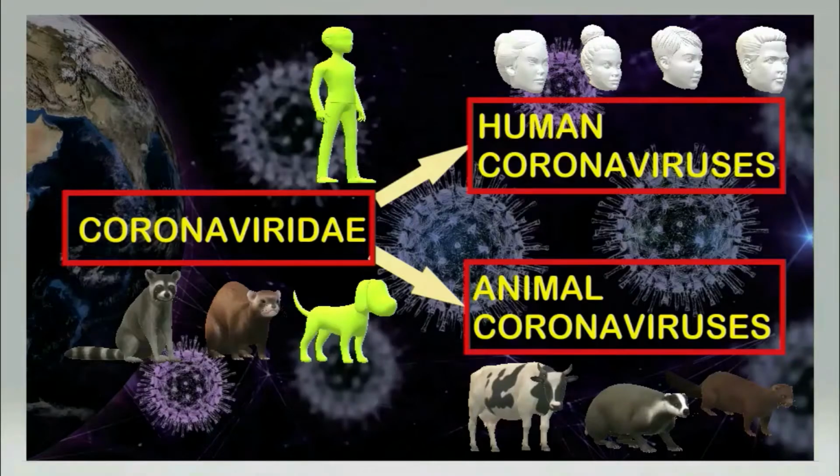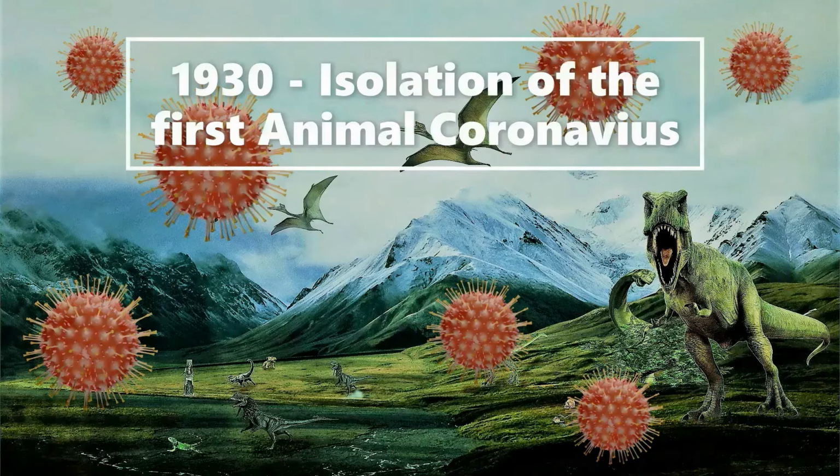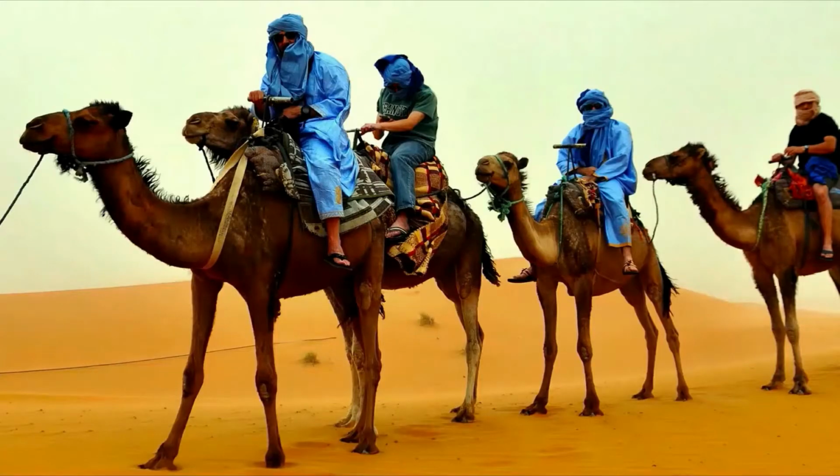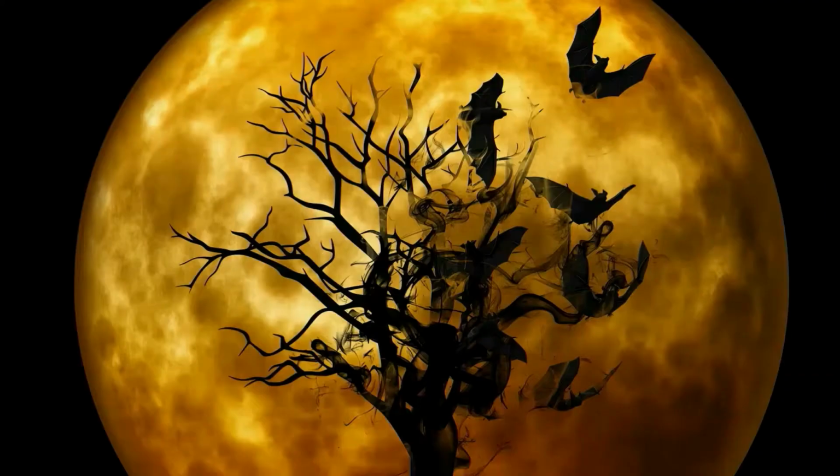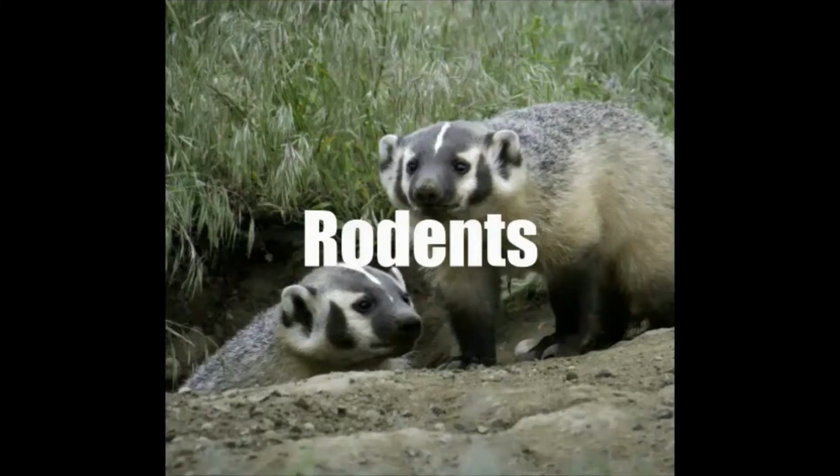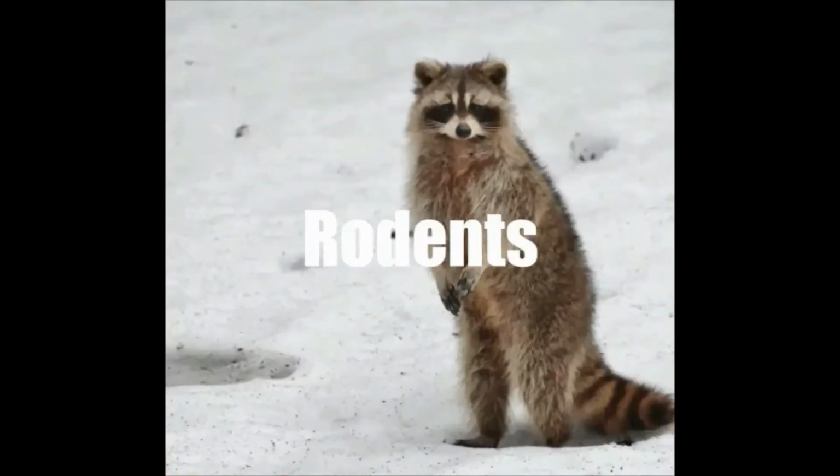Both human coronaviruses and animal coronaviruses fall into the broad family of viruses known as coronaviridae. The first animal coronavirus was identified in 1930, but estimated to have been there with the animals for several millions of years. Animal coronaviruses can infect animals such as camels, bats, cattle, and rodents.